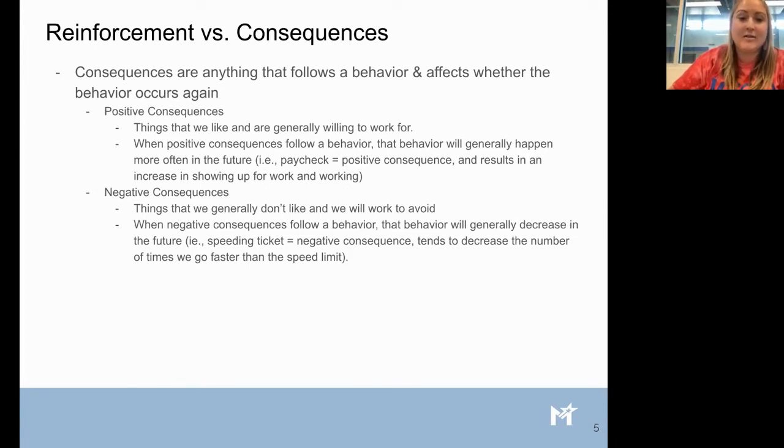A negative consequence is something we generally don't like and we're going to work to avoid. When negative consequences follow a behavior, you're hoping that behavior will decrease in the future. In the example provided, if we're given a speeding ticket, then hopefully that's going to decrease the number of times that we go over the speed limit, so we don't get a ticket.